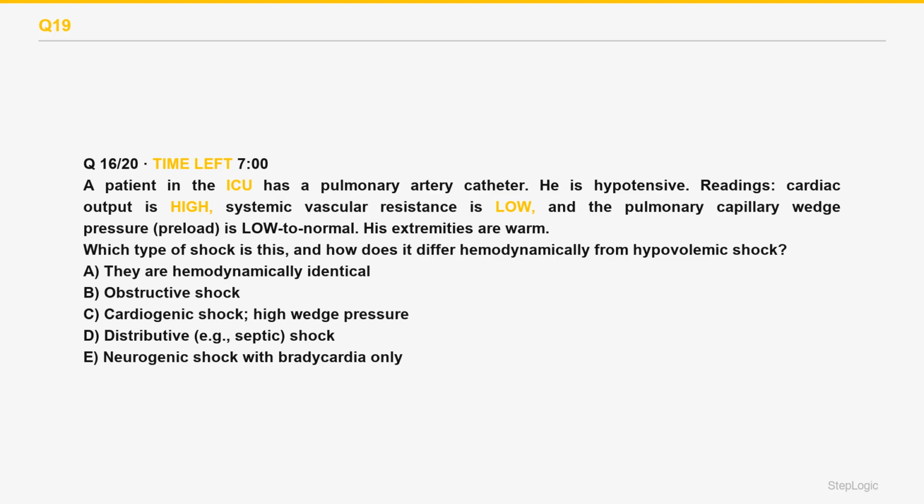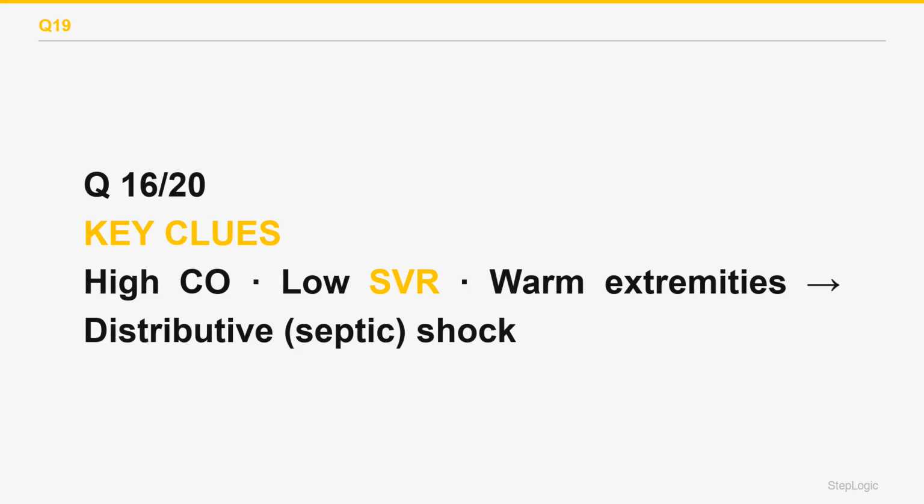Read the command: shock type and difference from hypovolemic. High CO, low SVR, warm: distributive, septic shock, versus hypovolemic: low CO, high SVR, cold. This is distributive shock, classically septic shock. The hemodynamic signature is a high cardiac output, a markedly low systemic vascular resistance from inflammatory vasodilation, and warm, well-perfused extremities, the warm shock. The low SVR is the primary problem, and the heart compensates by increasing output. The wedge pressure, a measure of preload or left atrial filling, is low to normal.